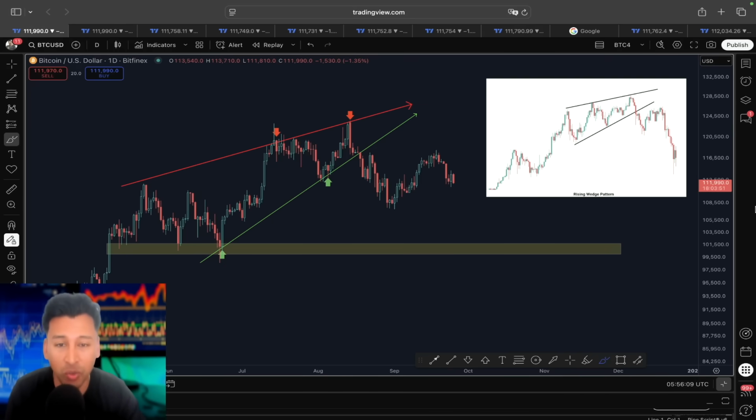Now, first things first, what I want you guys to monitor is this bearish continuation pattern known as a rising wedge. According to this rising wedge, Bitcoin has officially broken out of this lower trend line, which previously acted as support. Now it is clearly in a downtrend.